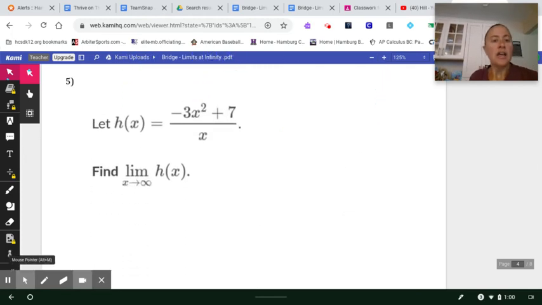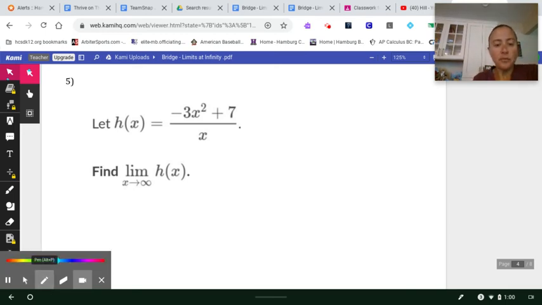Number 5. Let h of x equal this function. Find the limit as x approaches infinity of h of x. All right, so again, infinity, I'm thinking huge, so I'm going back to my head, power fight. As x approaches infinity, I want to be thinking power fight. All right, so I'm going to rewrite my limit as x approaches infinity.